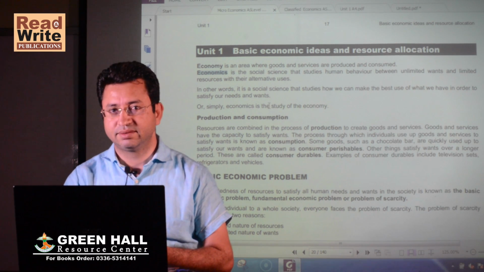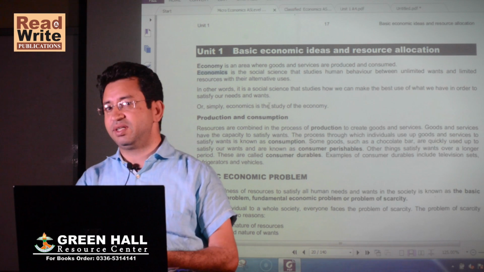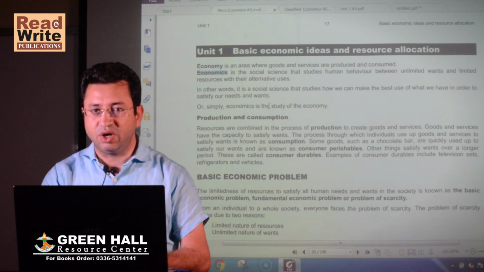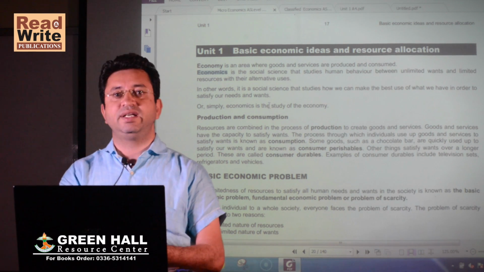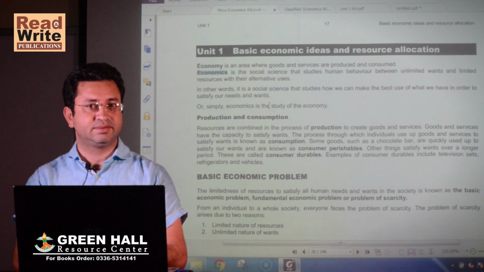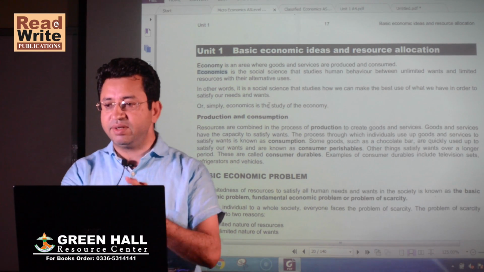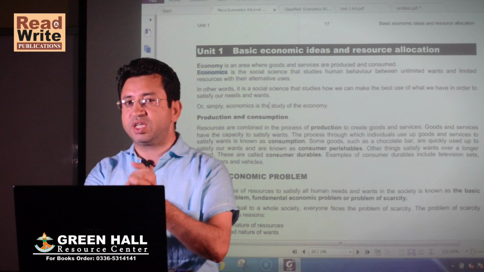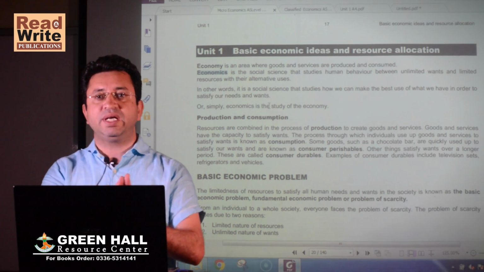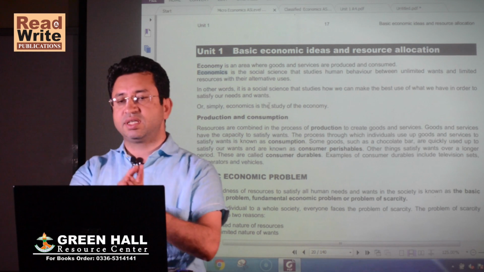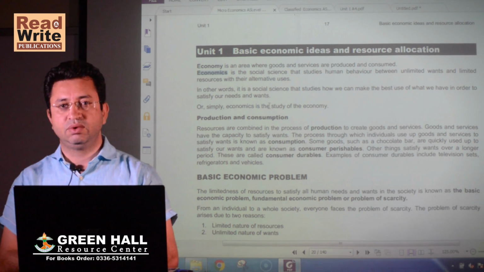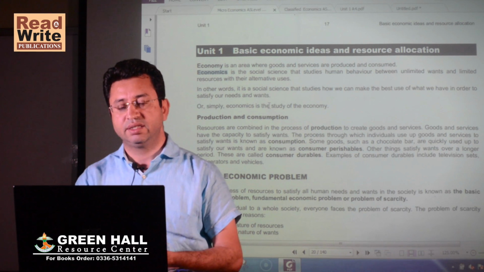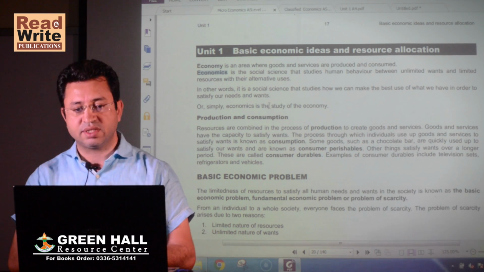Think of that. Well, yes. If you have it in mind, you have the right thing in your mind. Economics is simply the study of economy. That means the study of an area where goods and services are being produced. That means the study of the activity of production and consumption. So there are two big parts of economics. One is production, the other is consumption. We'll talk later about production and consumption in detail in our coming lectures.